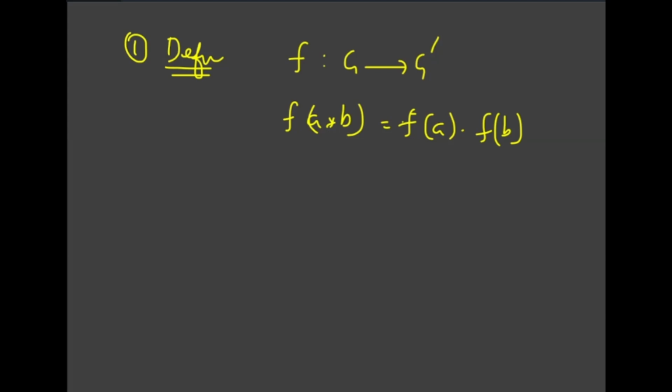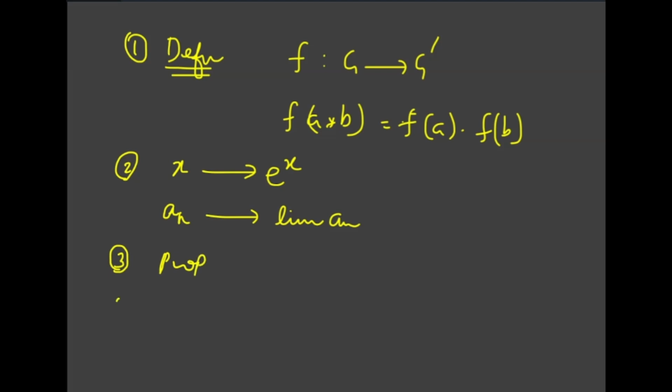Then we looked at some examples. Remember, in the examples we looked at, x was getting mapped to e to the x, which was a homomorphism. Then we looked at another example where real convergent sequences were getting mapped to their limit, right, which was also a homomorphism. Then we looked at some properties. Those properties are very important. You have to remember those properties. Okay, and after that we looked at what the kernel is.